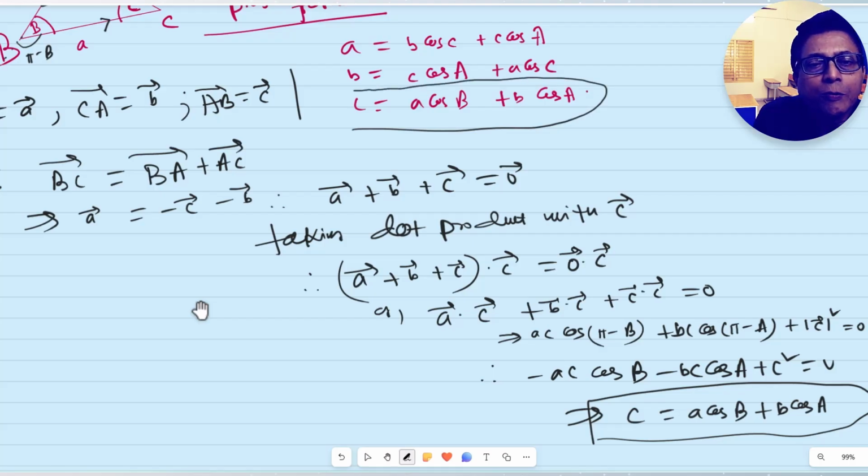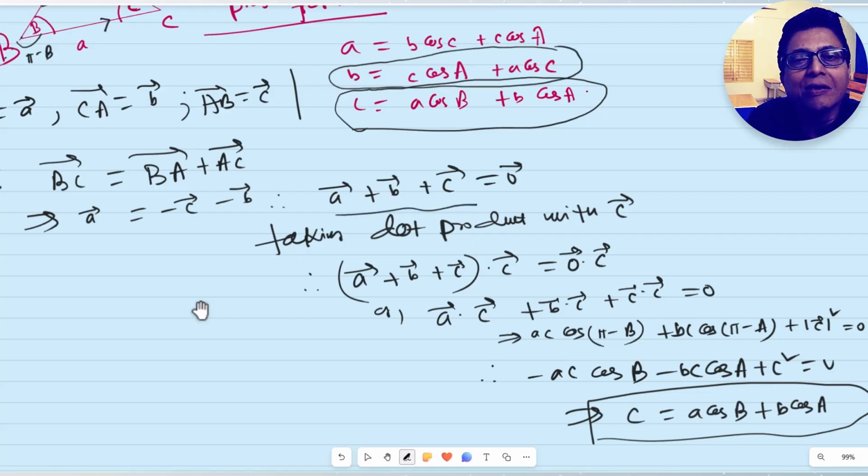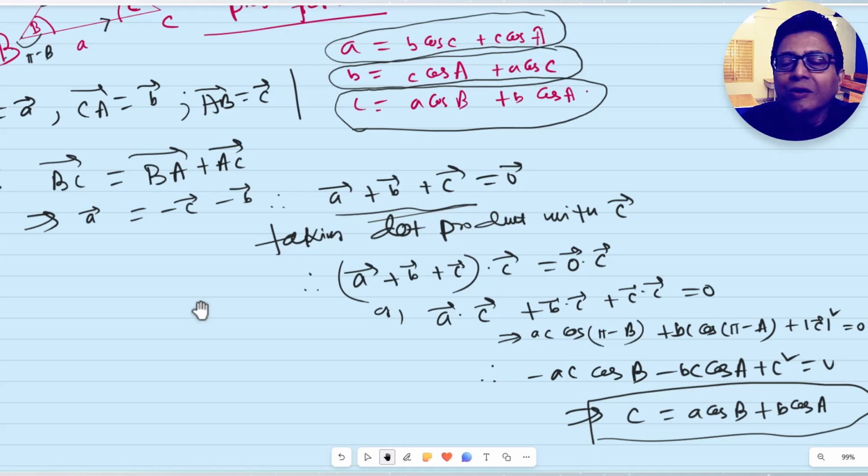Now you take the dot product with the vector B. You can prove the second one. Dot product with the vector B for this one. Similarly, you take the dot product with the vector A with this one to get this. I'm not going to do all those, just get the concept.